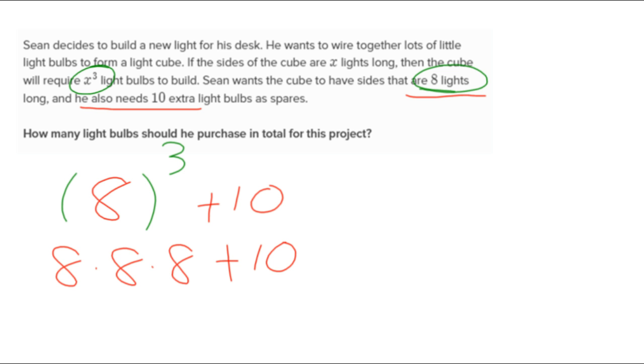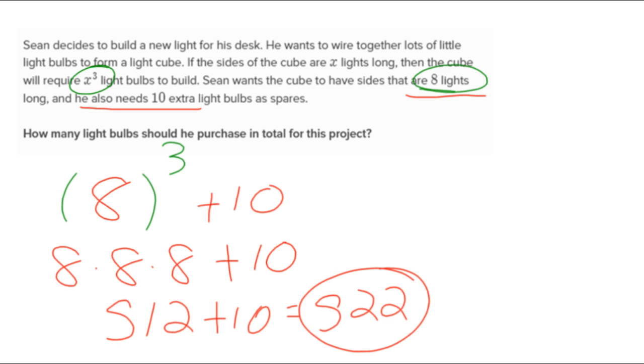When you multiply 8 to the 3rd power, that is 8 times 8 times 8, and then add 10. 8 times 8 is 64. 64 times 8 is 512. So you get 512 plus 10 is 522. You're going to have 522 lights. Double check the 512 because I did that in my head. You have a calculator. Let's move on.